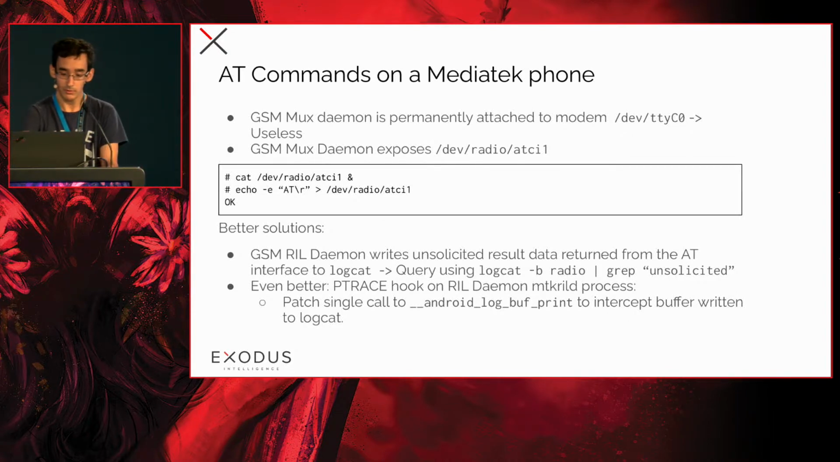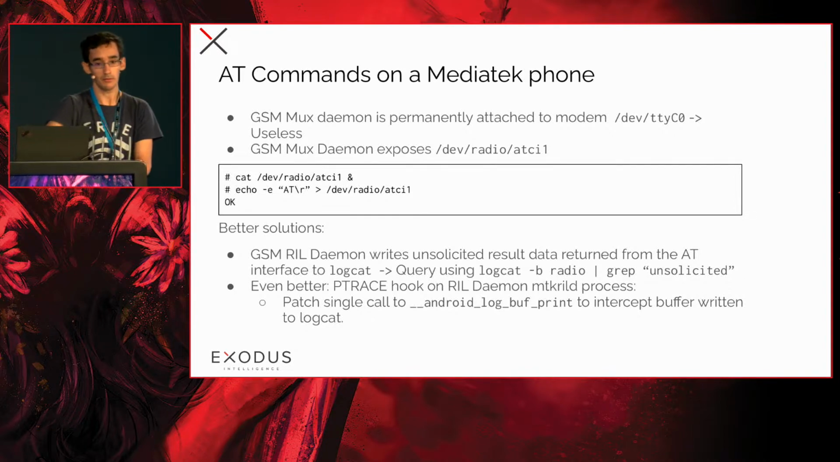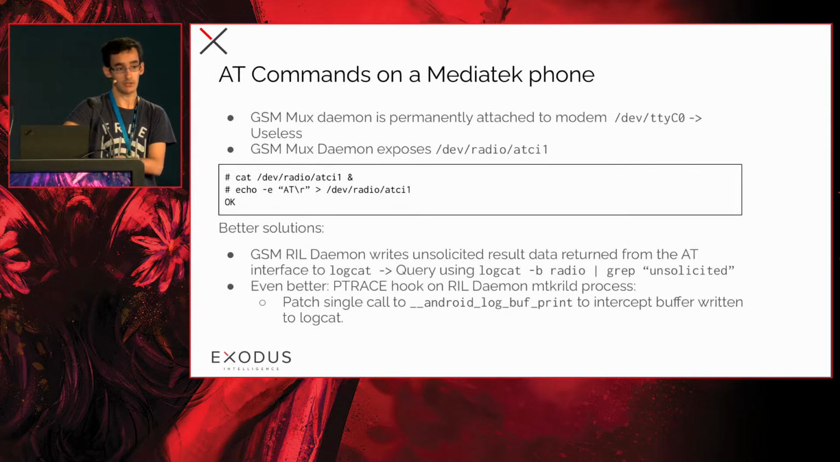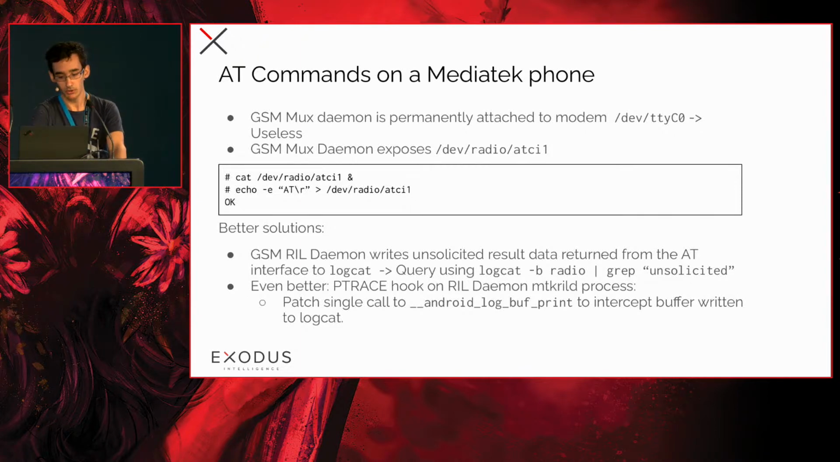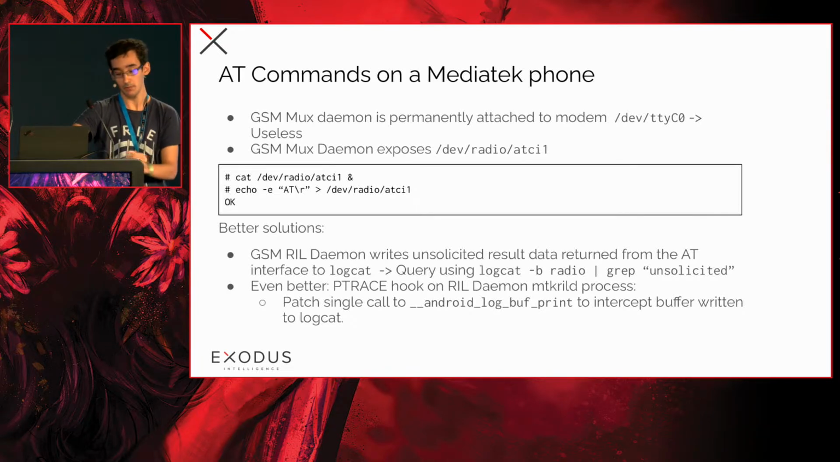If we take a look at logcat while we are issuing our AT commands, it turns out that the radio interface layer daemon writes unsolicited AT command output directly to logcat, so we can either grep it, or even better, we can install a ptrace hook into the radio interface layer daemon to patch a single call to this Android log buffer print to intercept whatever was meant to be written into logcat.